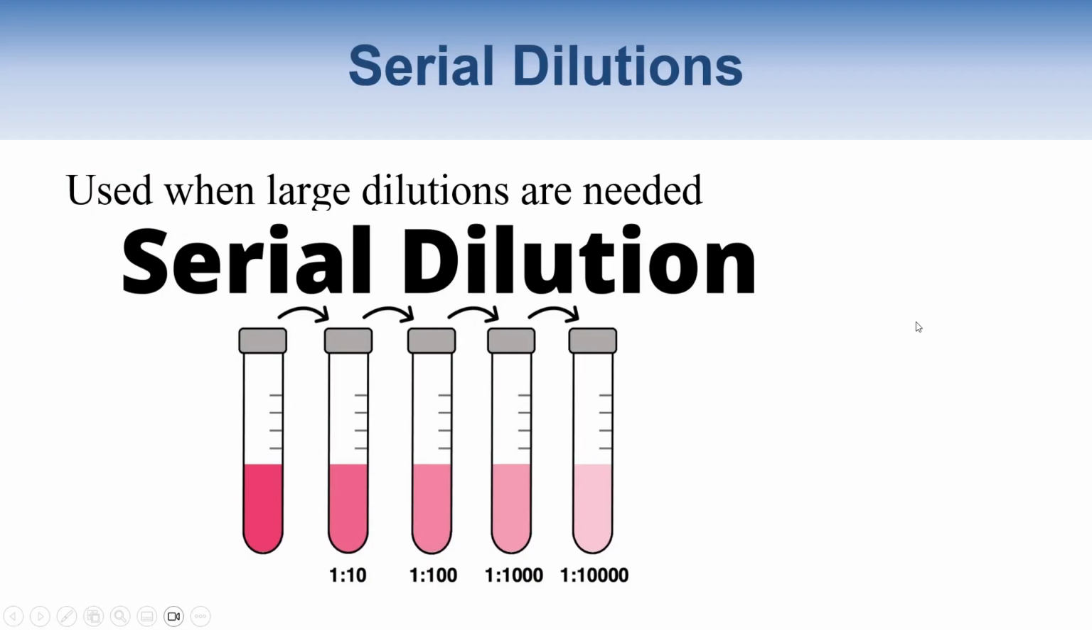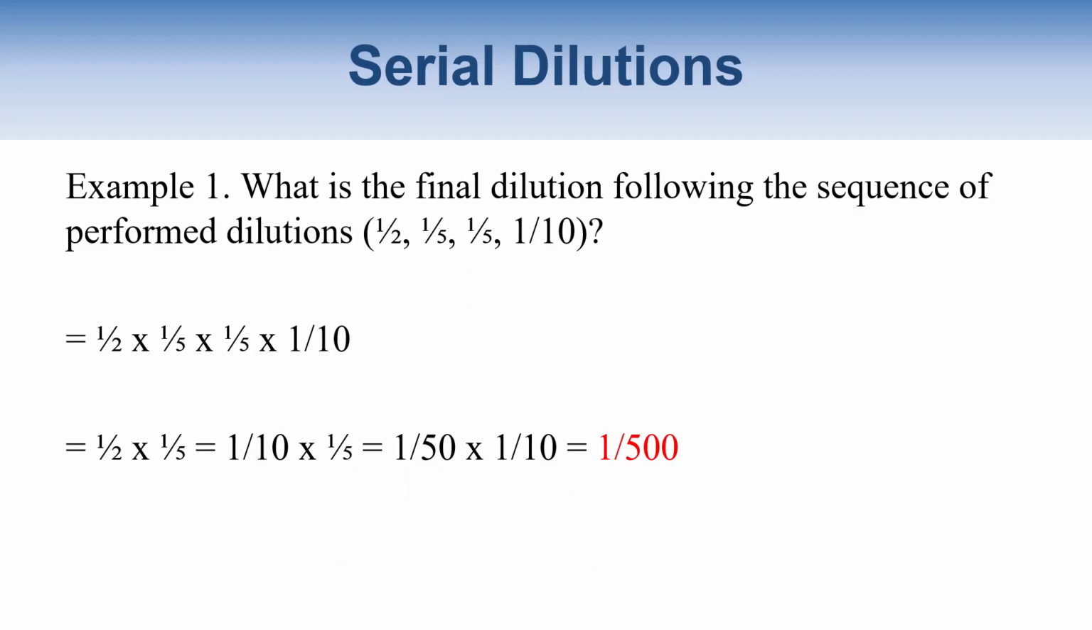Serial dilutions and titers. Serial dilutions are used when large dilutions are needed. So for this example, what is the final dilution following the sequence of performed dilutions? We do a 1 to 2 dilution, then a 1 to 5, then a 1 to 5, then a 1 to 10. Well, we would multiply them all together. The 1s are just multiplied across to stay 1, and then we would do the 2 times the 5 times the 5 to get the final dilution of a 1 to 500 dilution.